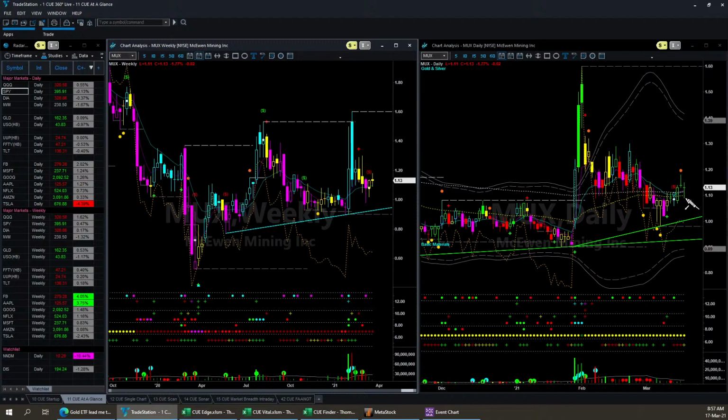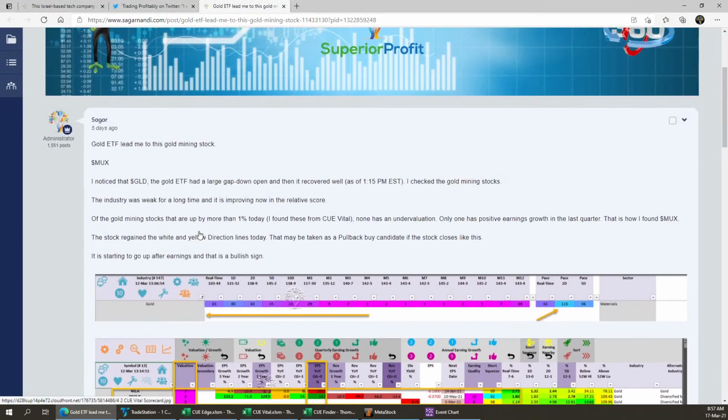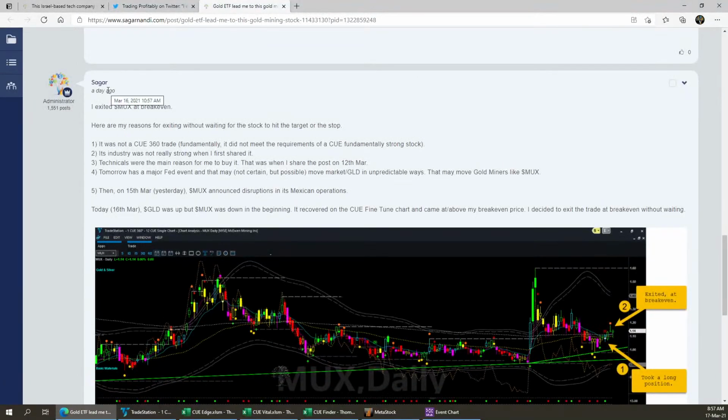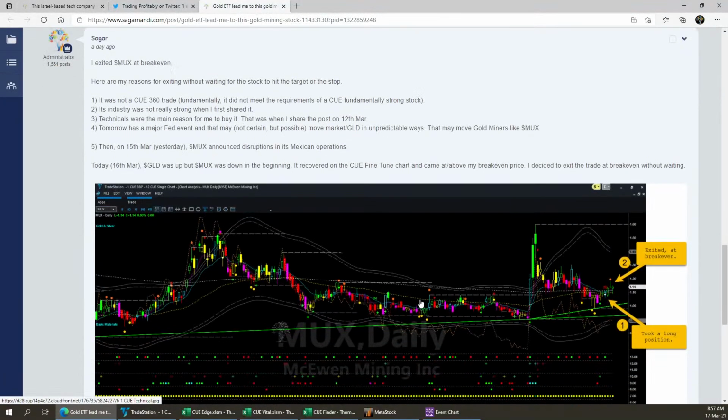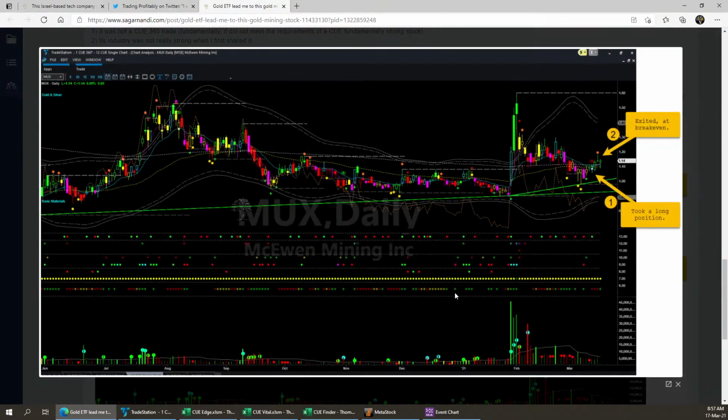It was on this day. I exited it. Let's check it again. Yes, yesterday, March 16, I exited it. Okay, let's look at the snapshot when I followed up with my exit decision. See, initially yesterday MUX came down. That might be because of the news event. Then it recovered and it went just above my break-even price. I didn't like the news, and also I remembered the fact that it was not a Q360 degrees trend.